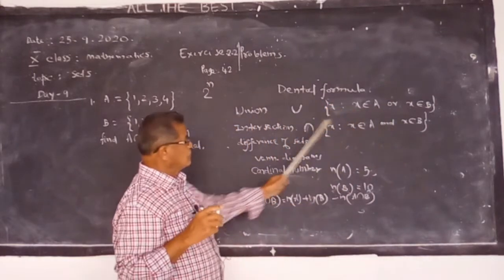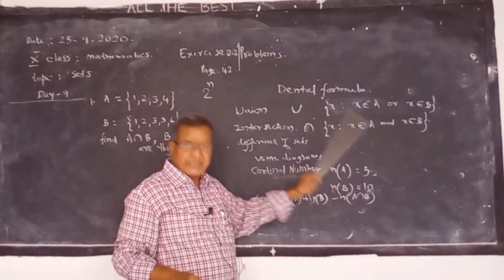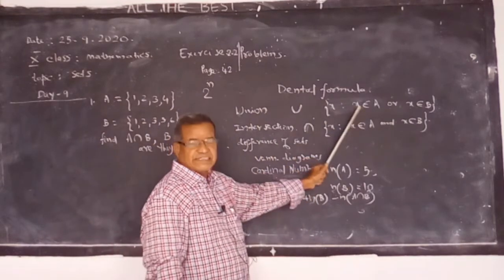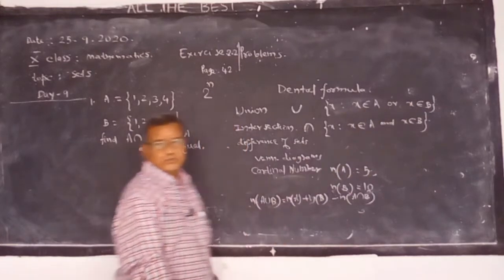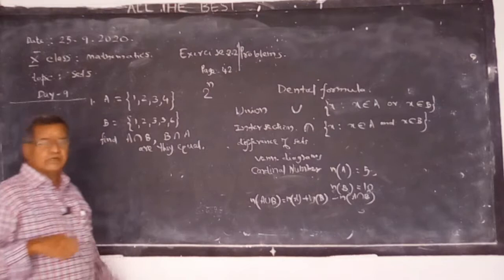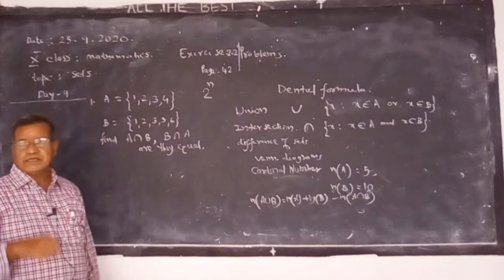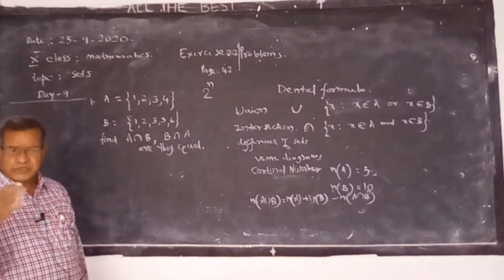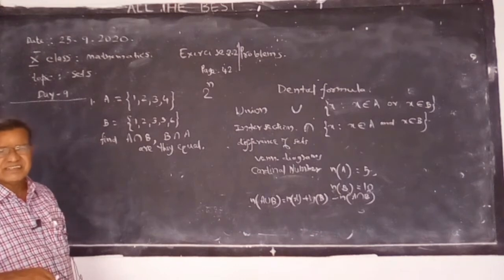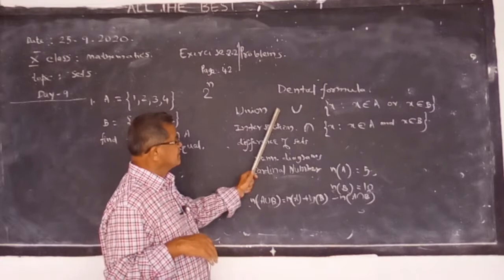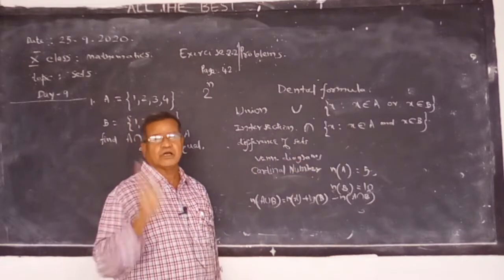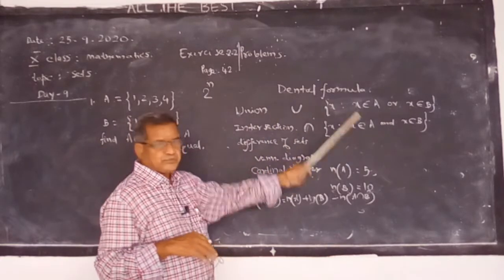In union, an element should be present either in A or in B. If we have a student alpha who belongs to any class, he is an element belonging to the union. Right.